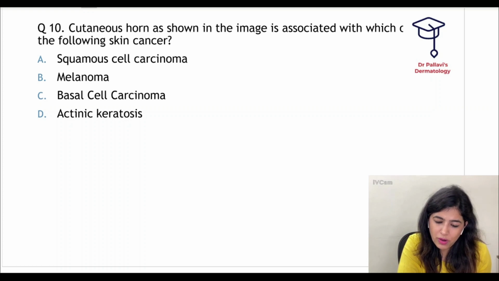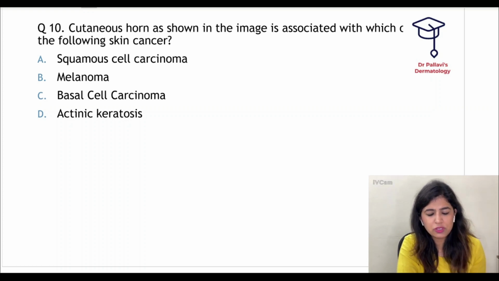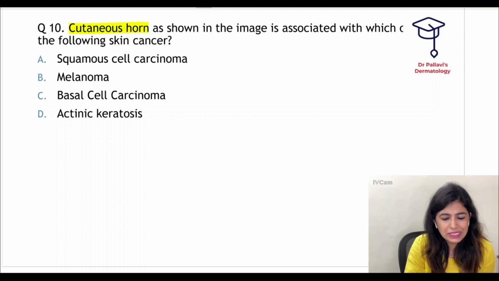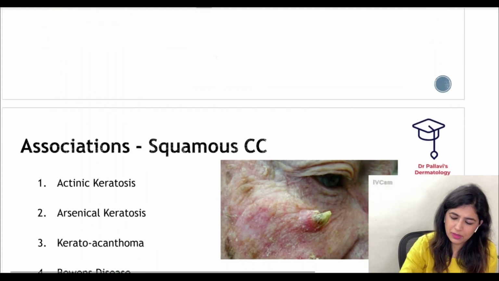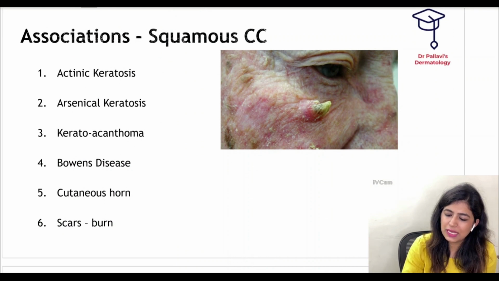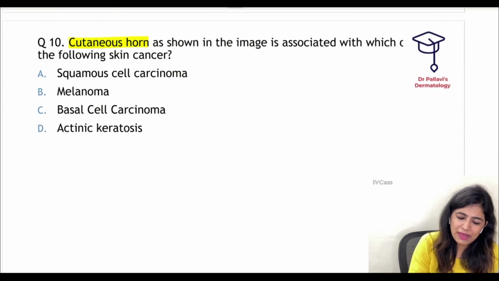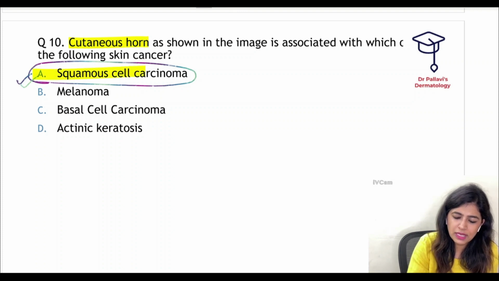A cutaneous horn, as shown in the image, is associated with which of the following skin cancers? So cutaneous horn was a new question, not asked before, stumped a lot of students, but many of them also guessed it right. So cutaneous horn image, actually I've put here. So this is the image. This is a horn that you see coming out of the skin like this. So this is a cutaneous horn. On the base of this horn, you mostly have a skin cancer which is developing. The answer to which is option A, squamous cell carcinoma.